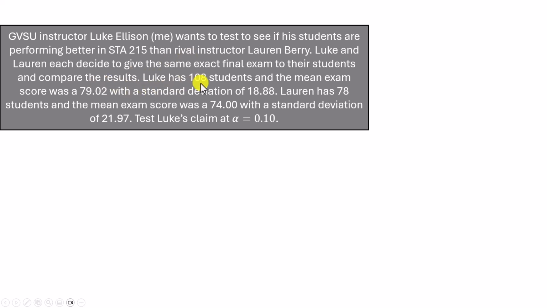Luke has 108 students, and the mean exam score was a 79.02 with a standard deviation of 18.88. Lauren has 78 students, and the mean exam score for her was 74.00 with a standard deviation of 21.97. Test Luke's claim at alpha equals 0.10.